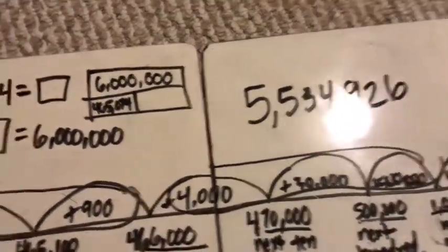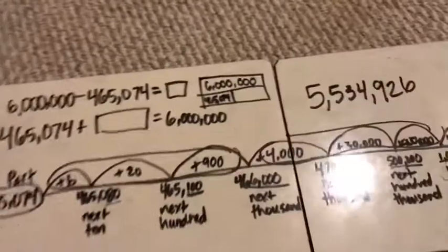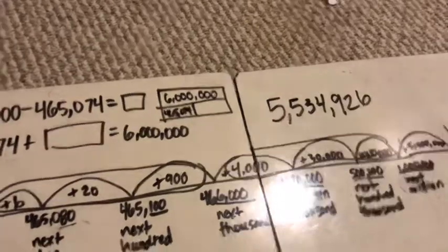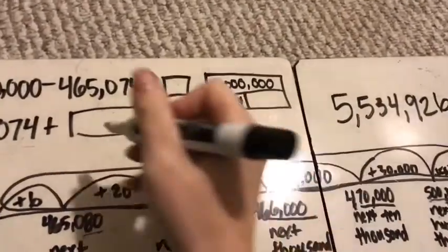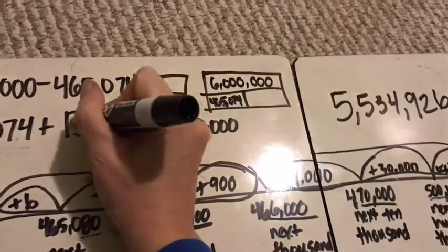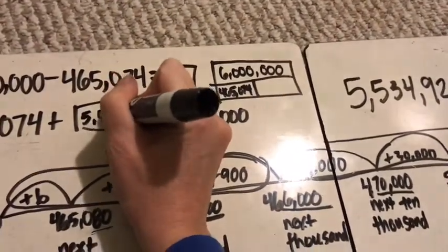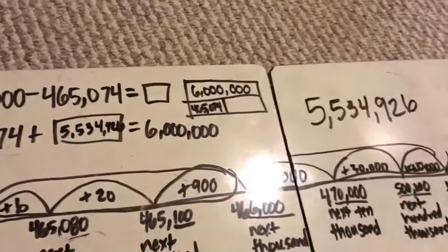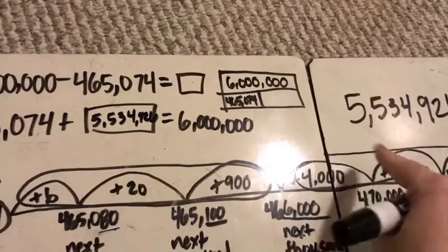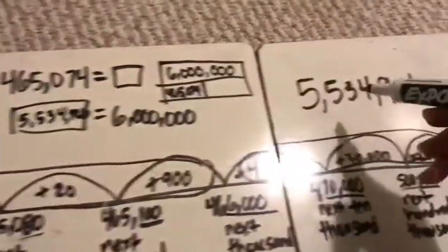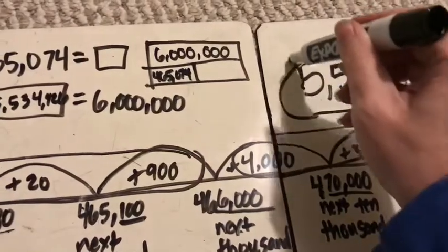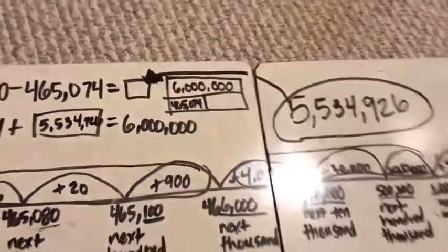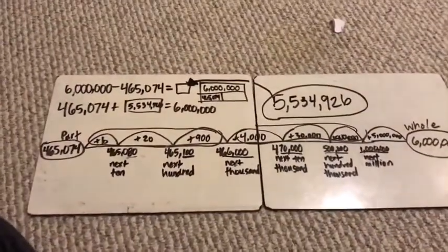So that means that if I have 6 million minus 465,074, the difference, or the other part, is going to be 5,534,926. And since that is the part that I added up, that is also going to be my difference. This here would be my difference here. So that is one way to subtract across zeros. I'm going to show you another.